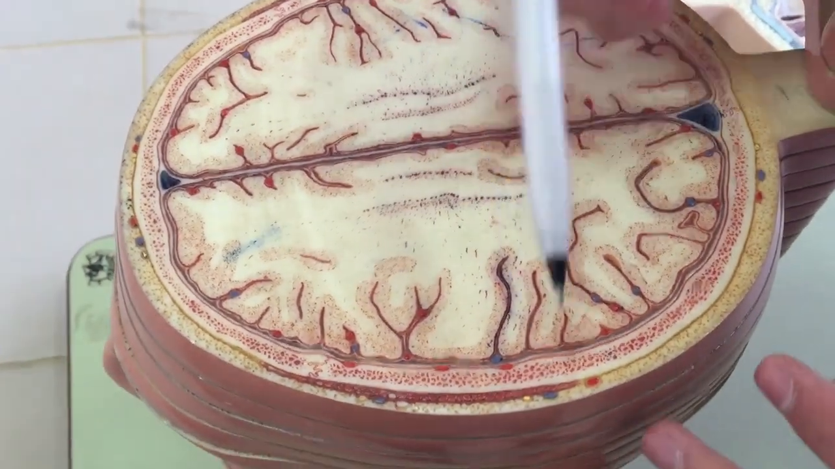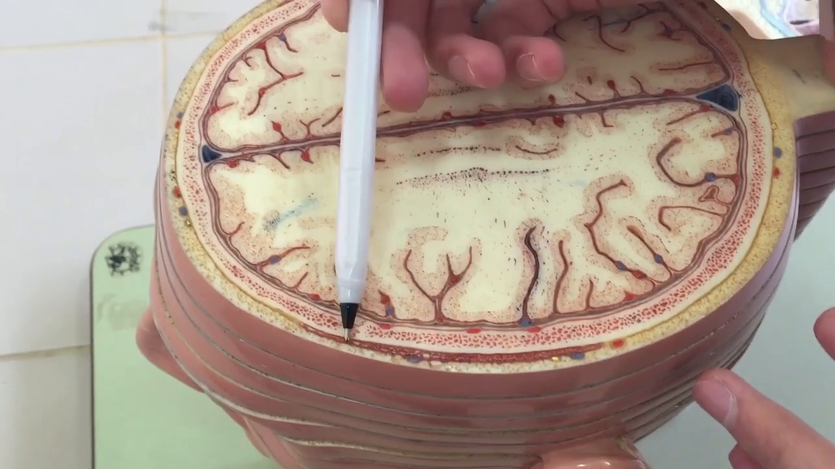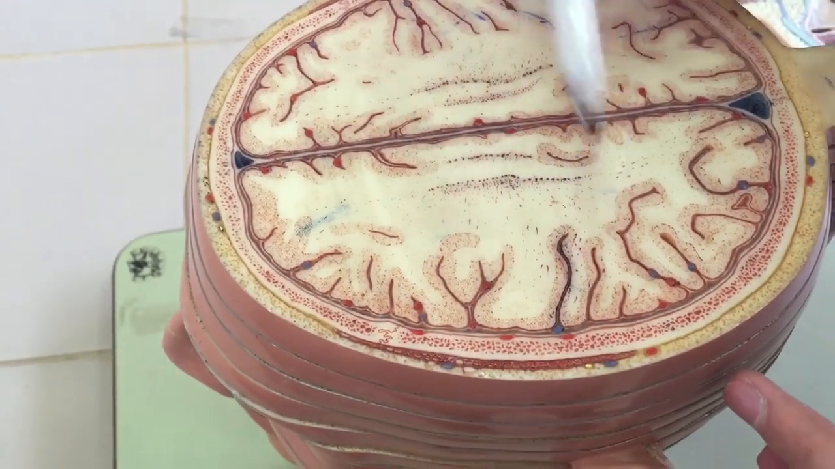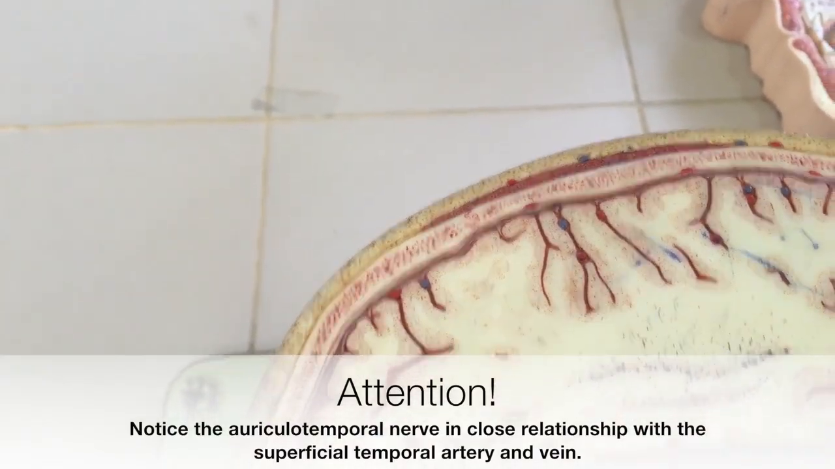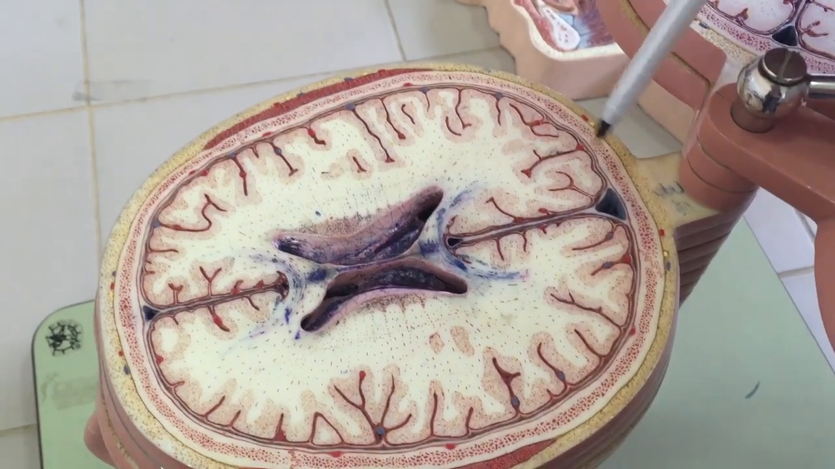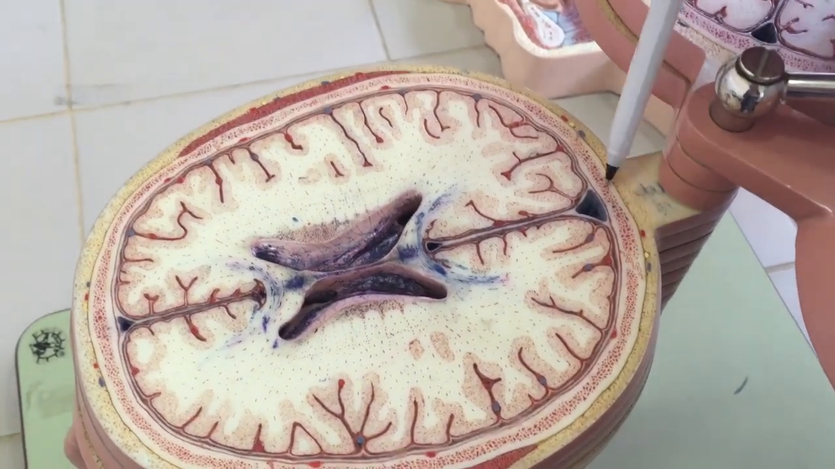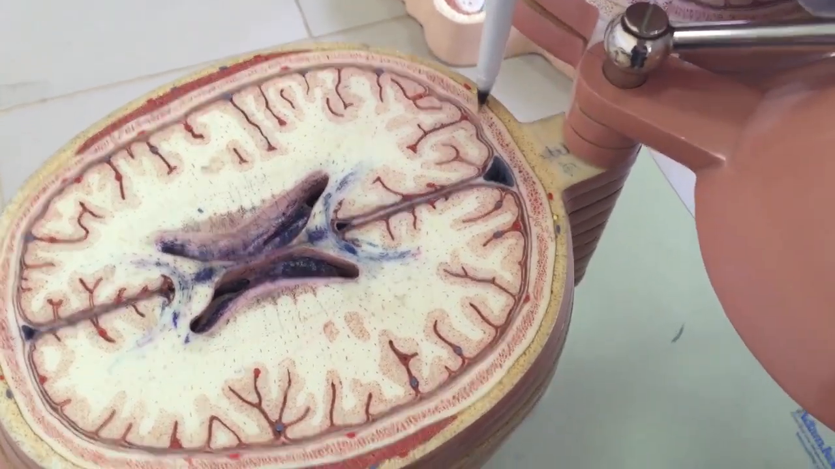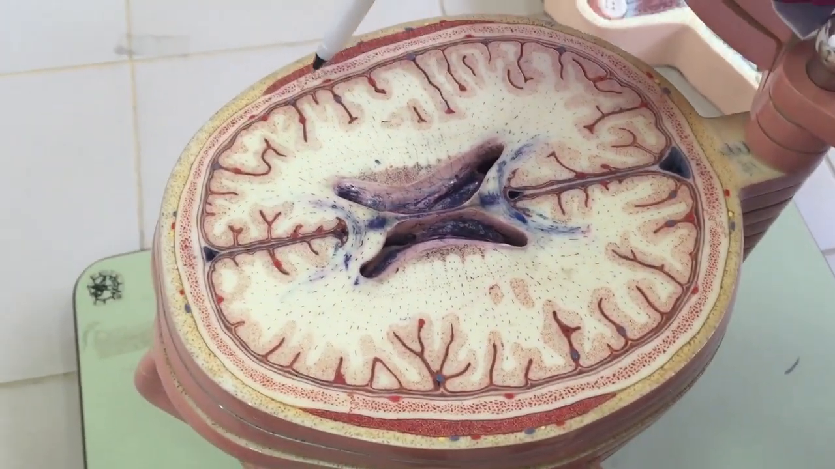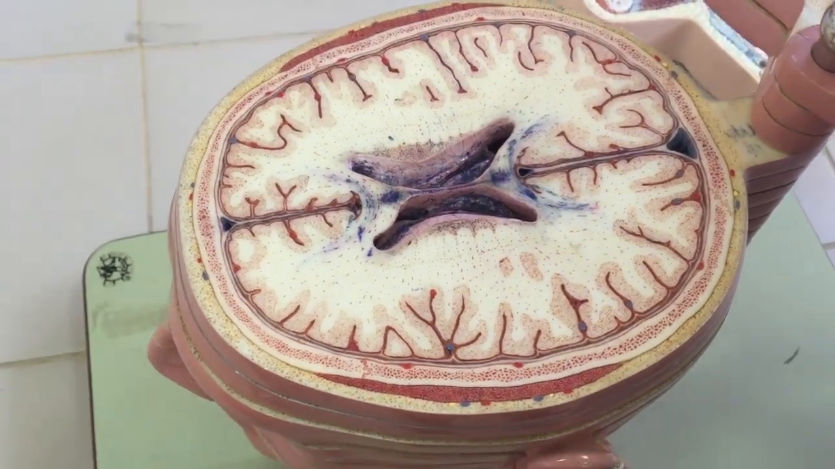In the second layer, we can see belly of the temporalis muscle, and here we can see the superficial temporal artery and vein. In the third layer, we can see the occipital bone. So these are the lambdoid sutures, and again the parietal bones and frontal bone.